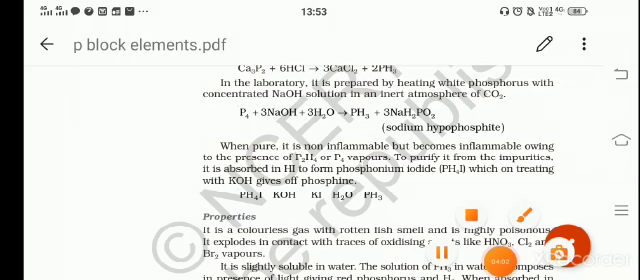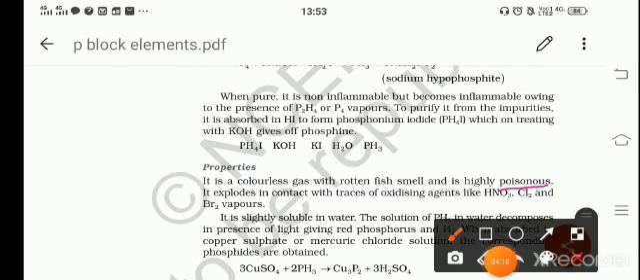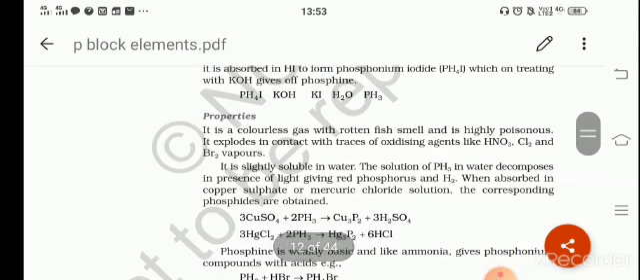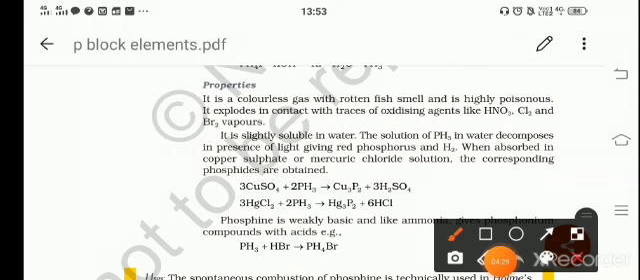Now coming to the general properties of phosphine, it is colorless, has a rotten egg-like smell, and is highly poisonous. It explodes when it comes in contact with oxidizing agents like HNO3, Cl2 and bromine vapors. It is slightly soluble in water. It is very important to note that when the solution of phosphine in water decomposes in the presence of light, it gives red phosphorus and hydrogen.